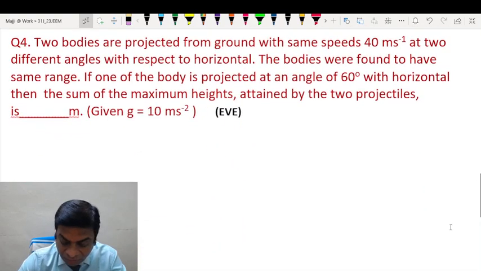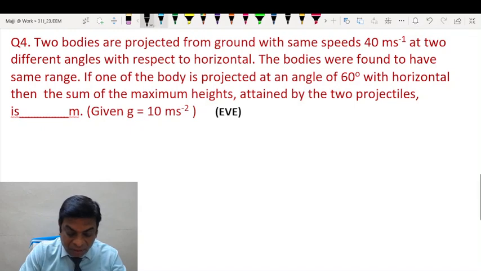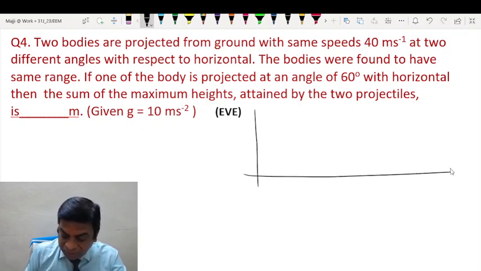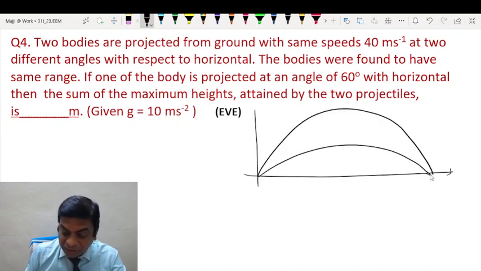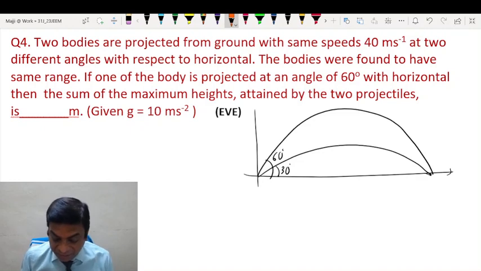Two bodies are projected from ground with the same speeds, 40 meters per second, at two different angles with respect to horizontal. The bodies were found to have the same range. If one of the bodies is projected at an angle 60 degree with horizontal, then find the sum of maximum heights. As we all know, in order to have the same range, the two angles of projection must be complementary to each other. In other words, if one of the angles is 60 degree, the other should be 90 minus 60, that is 30 degree. What are complementary angles? Those whose sum is equal to a right angle, that is 90 degree.